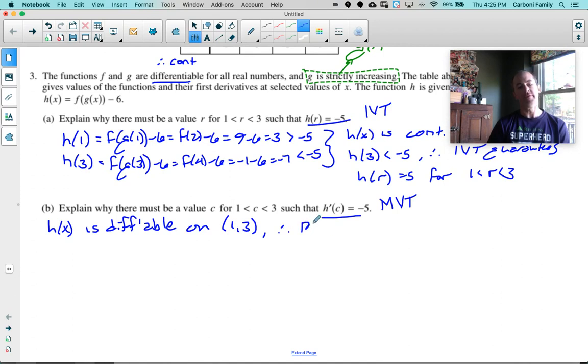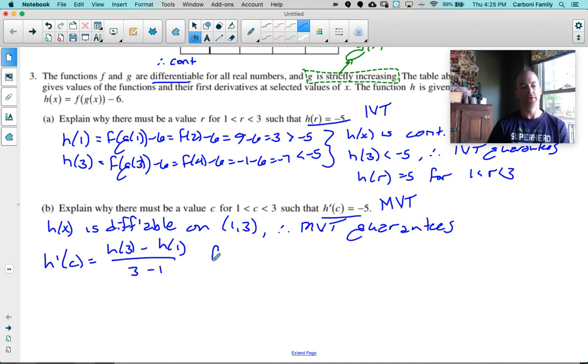Therefore, the mean value theorem guarantees, and it is okay to use abbreviations, you can say MVT on the AP exam. The mean value theorem guarantees that h prime of c is equal to h of 3 minus h of 1 over 3 minus 1 for some c on the interval 1 to 3.